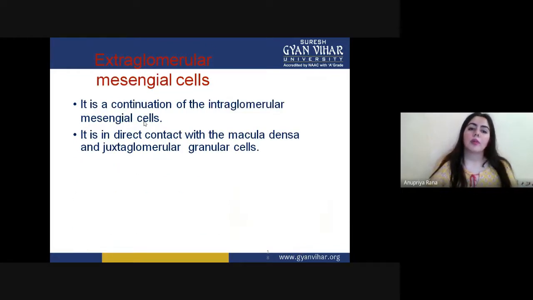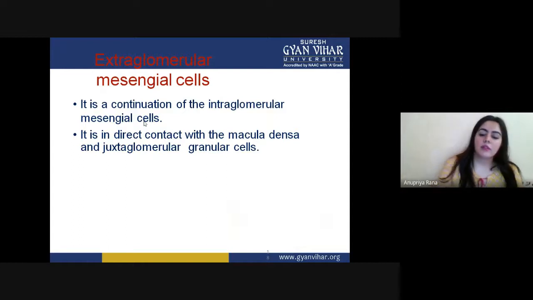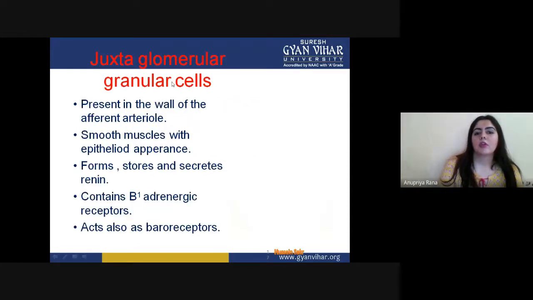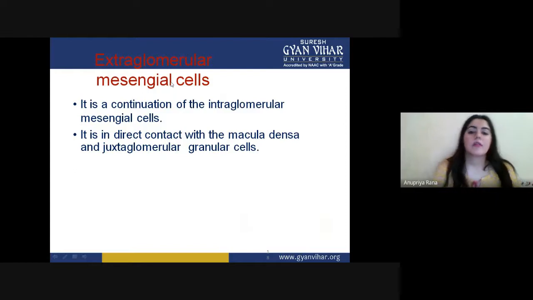Now extraglomerular mesangial cells, what do they do? It is a continuation of the intraglomerular mesangial cells. They are in direct contact with the macula densa and juxtaglomerular granular cells. So the cell which we just studied is the juxtaglomerular granular cell. They continue into those mesangial cells, and they are in direct contact with the macula densa and juxtaglomerular granular cell.